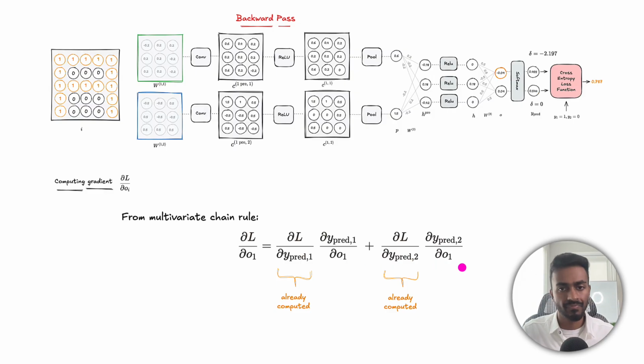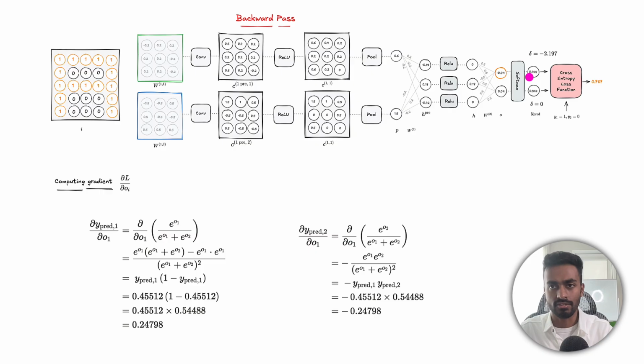So let's compute those. Now, we know that this here is going to be the softmax, right? So that's e to the power of O1 divided by e to the power of O1 plus e to the power of O2. And if we want to take the derivative with respect to O1, we know that this is like that f of x divided by g of x formulation. So it's the derivative of f of x, that's going to be the same thing, times g of x, which is exactly this, minus the derivative of g of x with respect to O1, which is just e to the power of O1, times f of x, which is e to the power of O1. And if you look at these terms, they're going to be the same as y pred 1 itself, and we can just write it in that way.